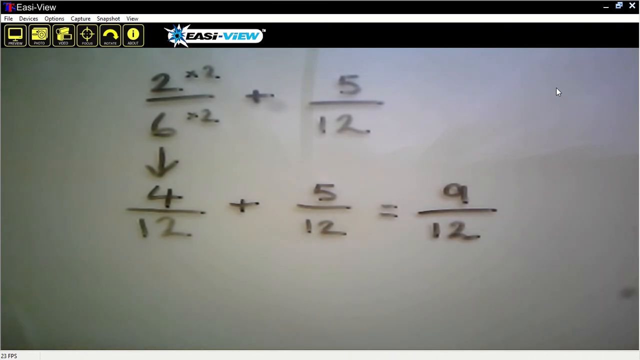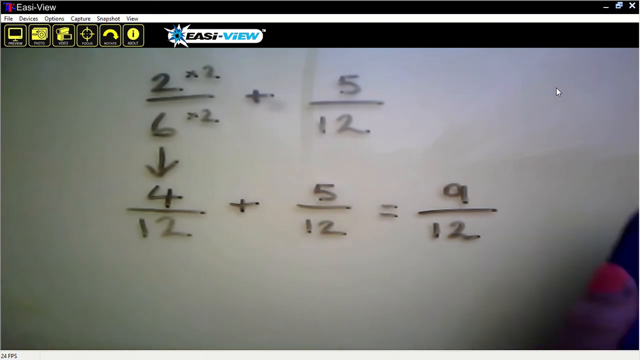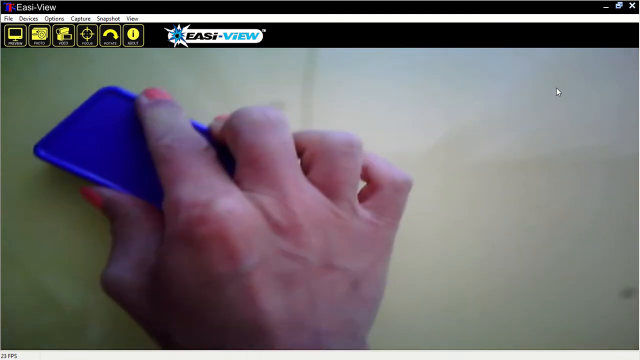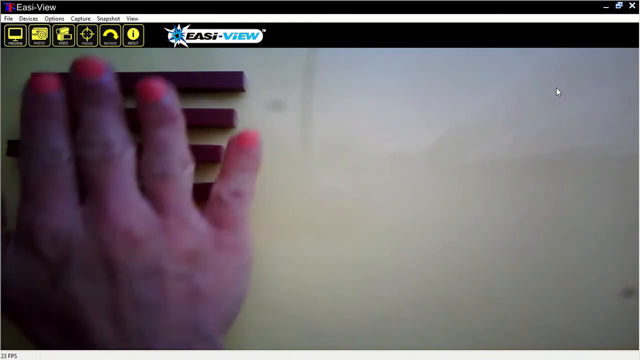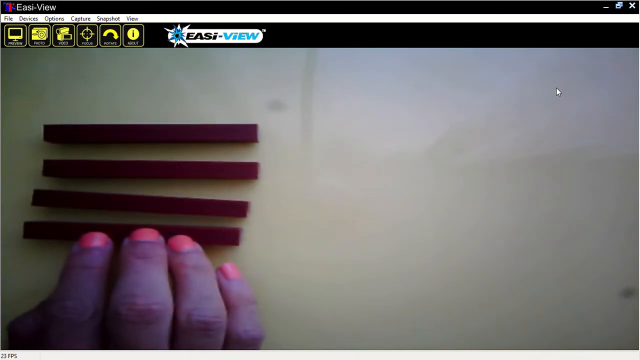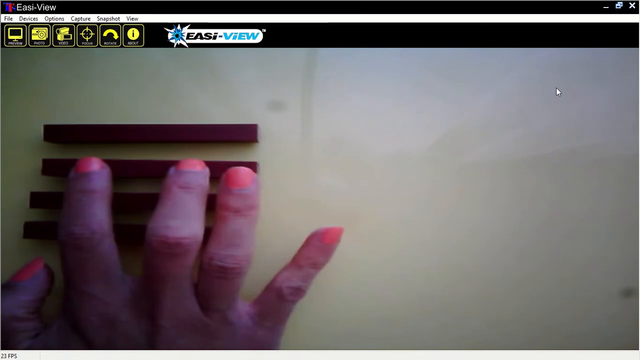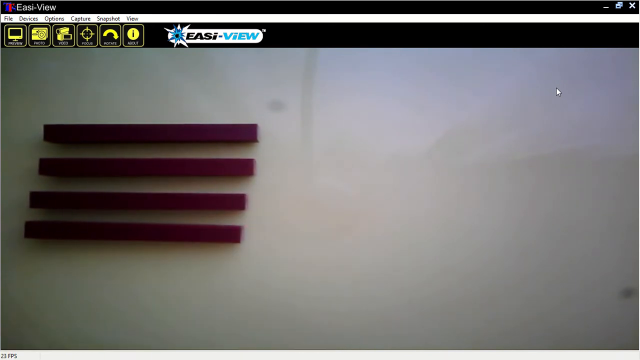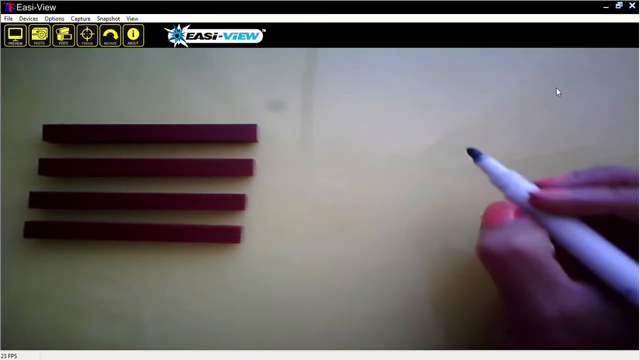Lovely. Okay, next question. I've got a mixed number that I am going to turn into an improper fraction. So I have 4. These are my wholes: 1, 2, 3, 4. And I have 2/8. 4 and 2/8.